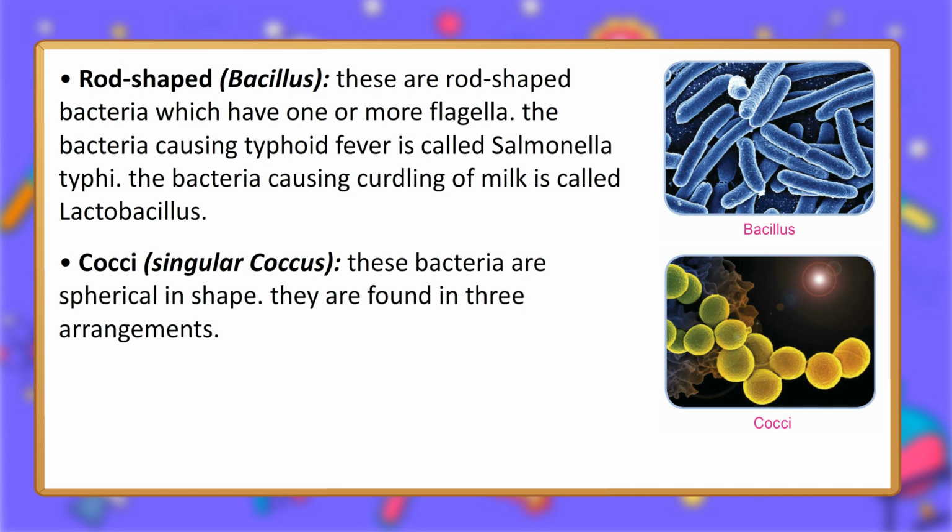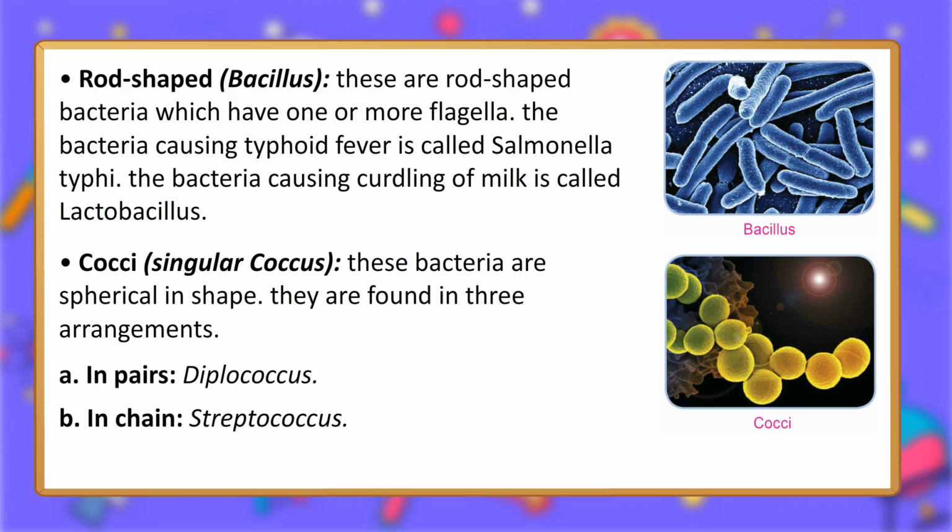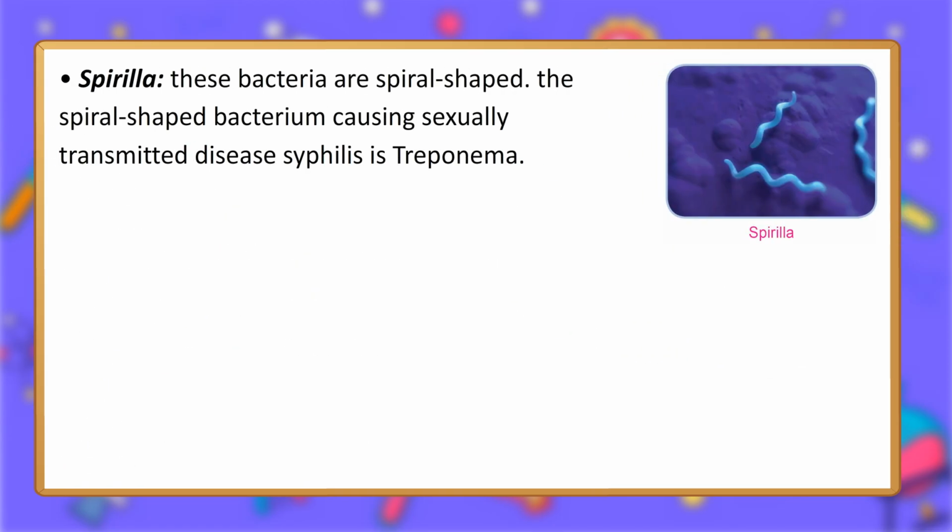Cocci, singular coccus. These bacteria are spherical in shape. They are found in 3 arrangements. A. In pairs, Diplococcus. B. In chain, Streptococcus. C. In groups, Staphylococcus.